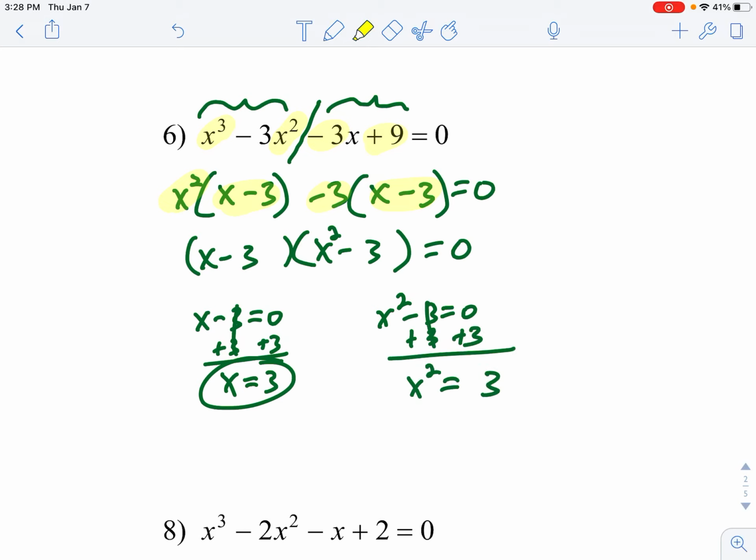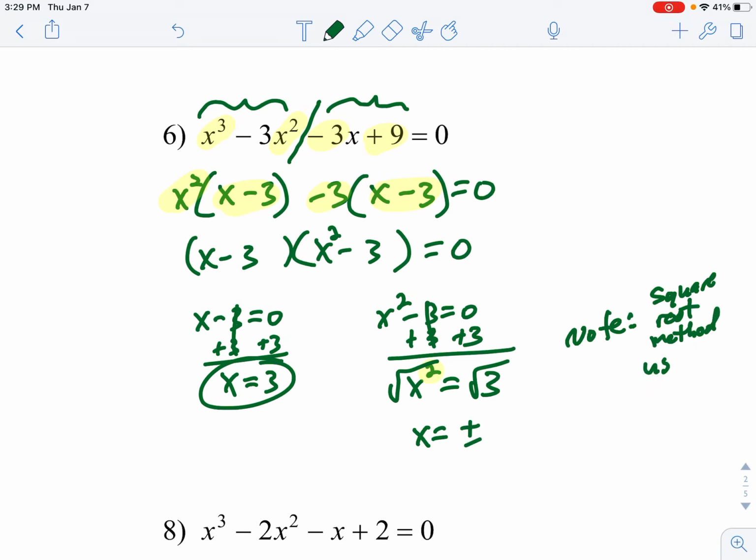Now, the x is not isolated yet. Remember how to cancel out a square? You have to square root both sides. This was called the square root method. And then the other important note in the square root method is that you have to put a plus minus on your answer. Use the plus minus. So we get plus minus square root of 3.